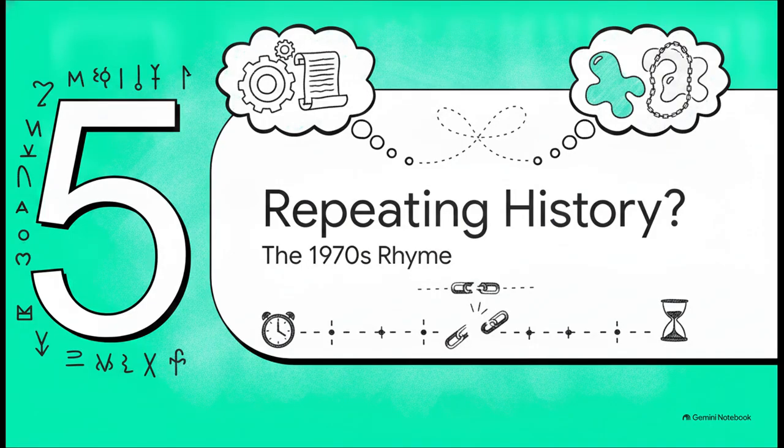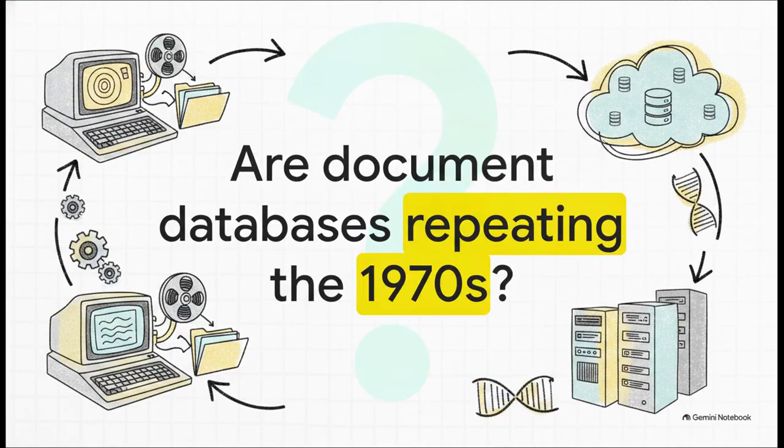All right, part 5. Are we repeating history? The 1970s rhyme. This entire debate over how to handle many-to-many relationships, it actually isn't new at all. We really have to ask ourselves, are we just repeating history here? The whole SQL versus NoSQL debate feels so cutting edge to us today, but technology is highly cyclical. Let's rewind the tape a bit and see how this exact same problem played out half a century ago.